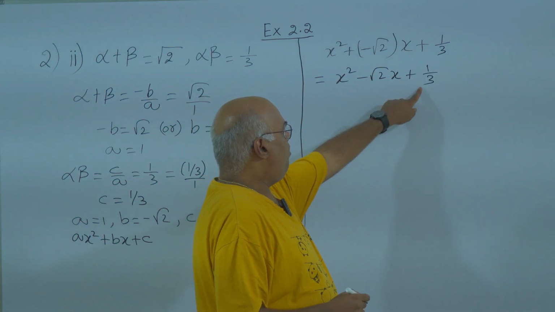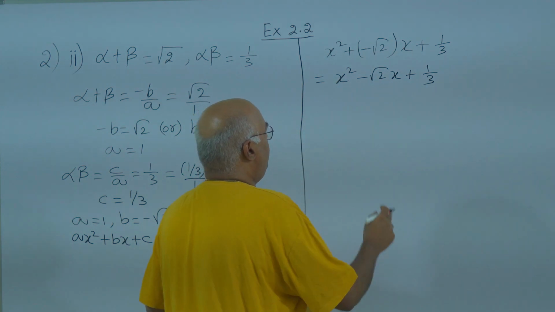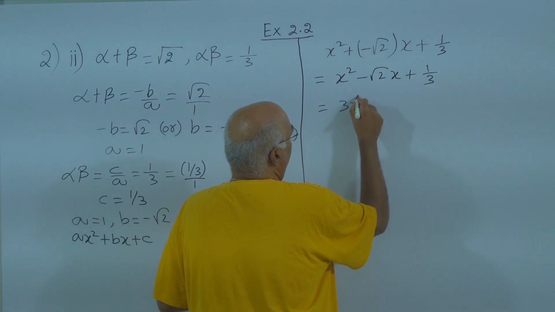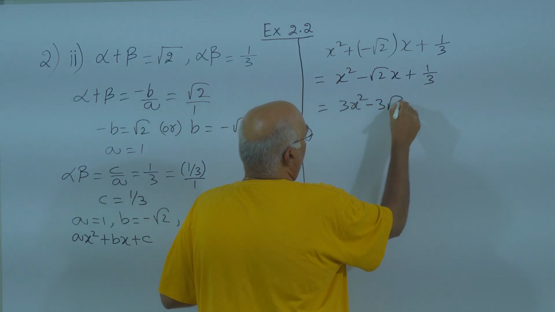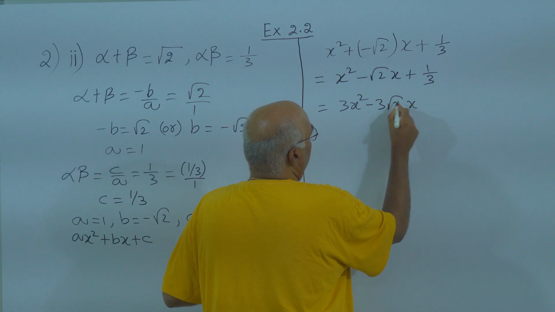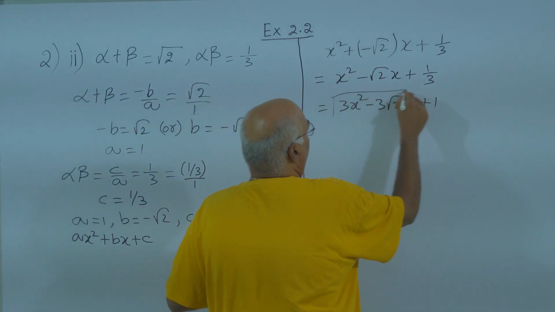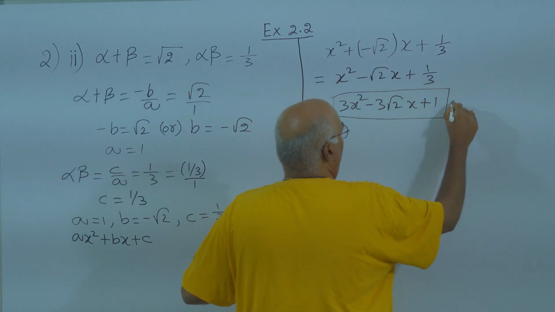So here we have 1 by 3. I will take the LCM. If I take the LCM, this will become equal to 3x square minus 3 root 2 x plus 1. So this is our required quadratic polynomial.